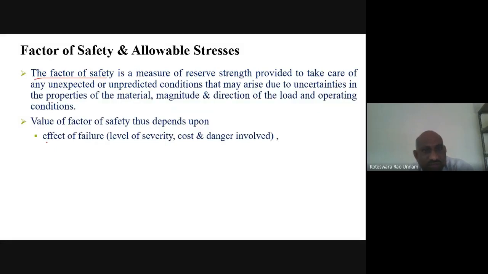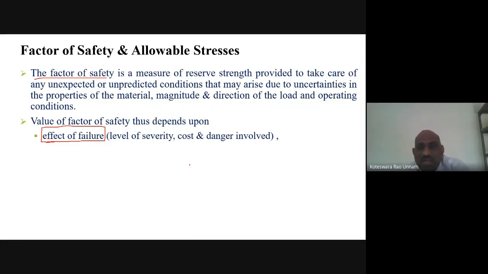So the design engineer has to consider this point: if failure happens, what happens? He has to take care of that, and based on that he will choose the factor of safety. Suppose there is no severity or damage, and not much cost is involved because of failure, then generally a low factor of safety is considered for the design.